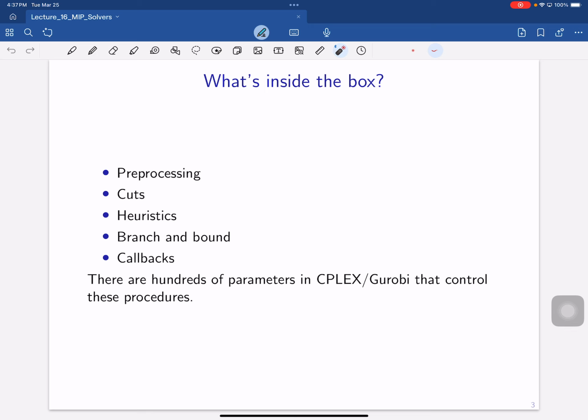But sometimes they have some commercial secrets they won't even tell you in the documentation, okay? And if you go to the documentation, there are hundreds of parameters you can change in order to control all these procedures. We won't talk about those hundreds of parameters. Maybe I will showcase a few parameters so that you get some intuition about what those parameters can do, okay?